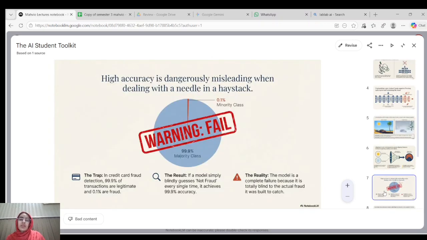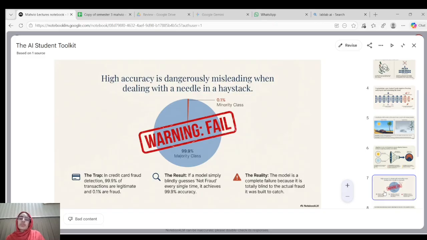In medicine, we often look for needles in haystacks. Imagine a credit card fraud system. 99.9% of transactions are legitimate, the majority class, and only 0.1% are fraud. That is the minority class.